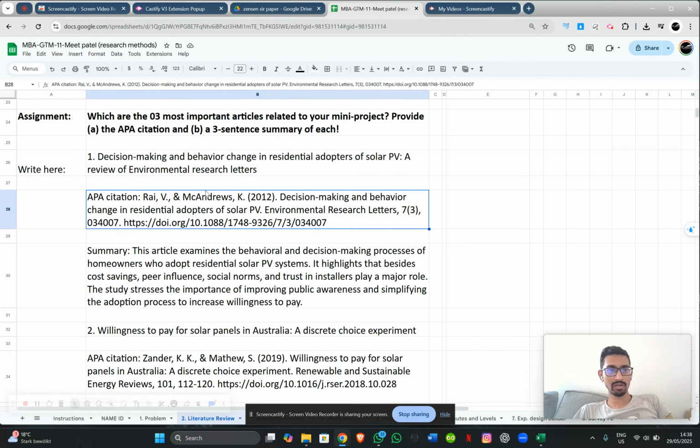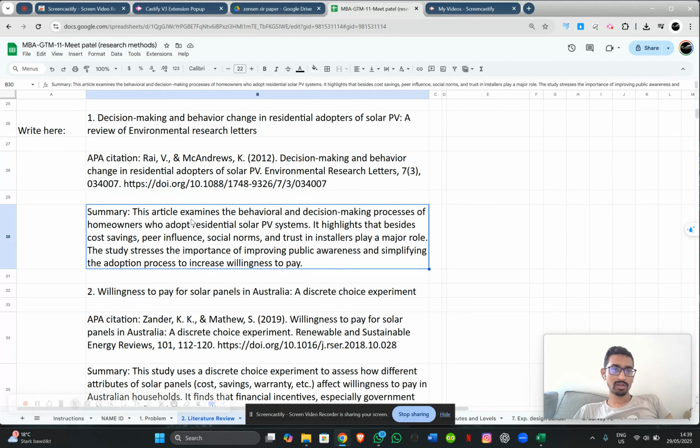Basically, the researchers who studied this decision making are Rai V. and Matthews K., published in 2012. In summary, the article explains the behavior and decision-making process of homeowners who adopt a residential solar PV system. It also highlights that besides cost savings, social norms and trust in the installer play a role.